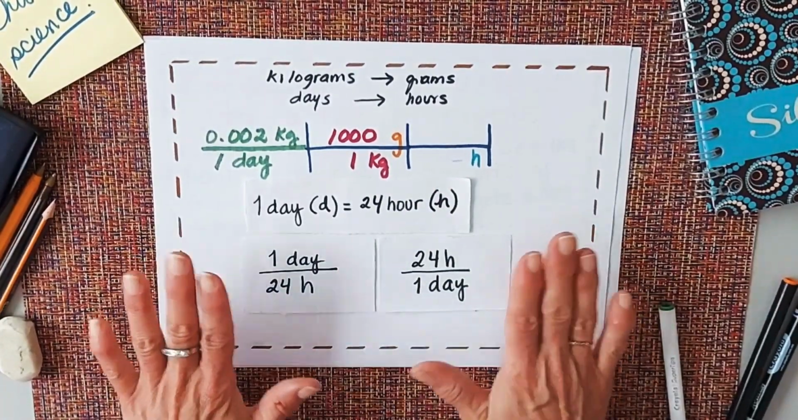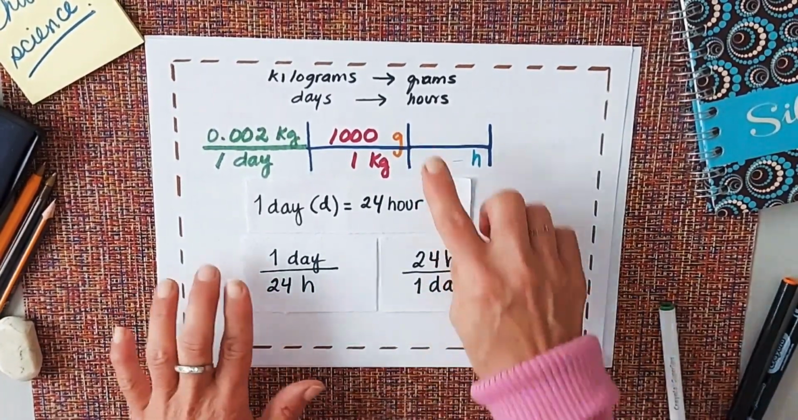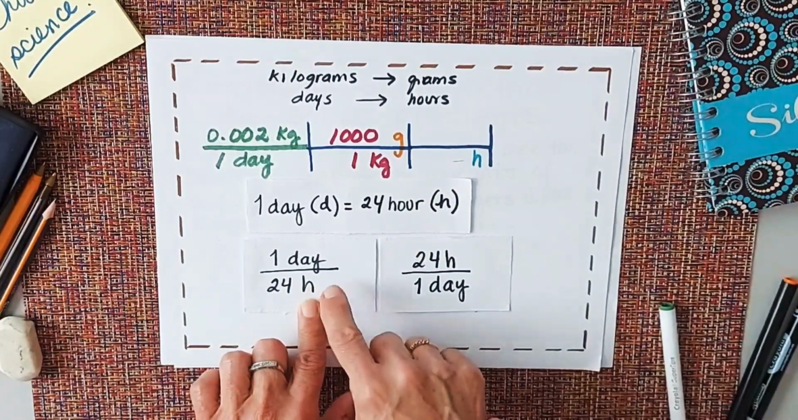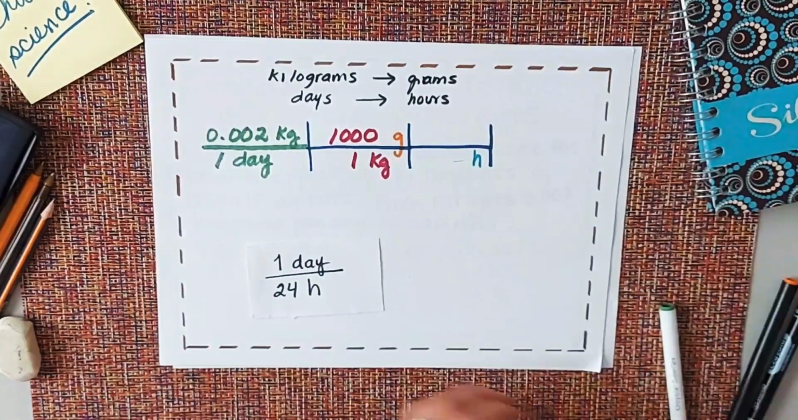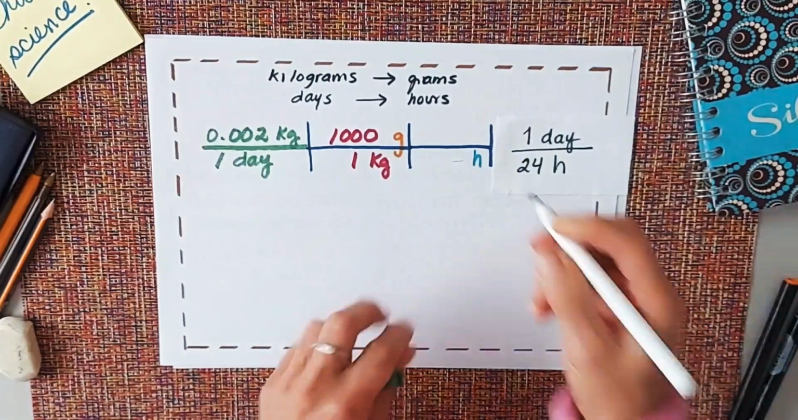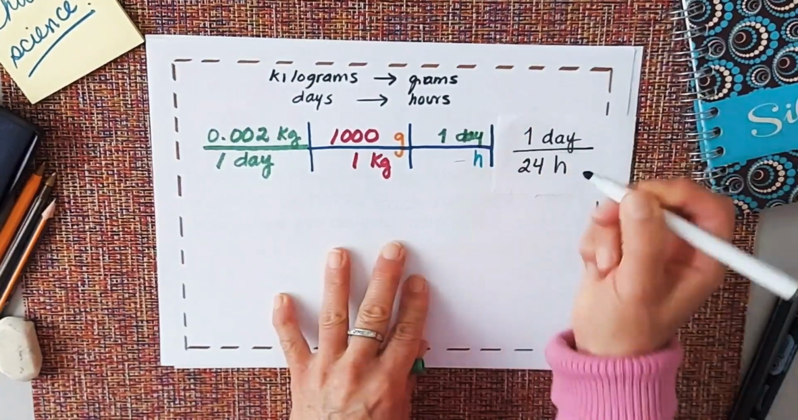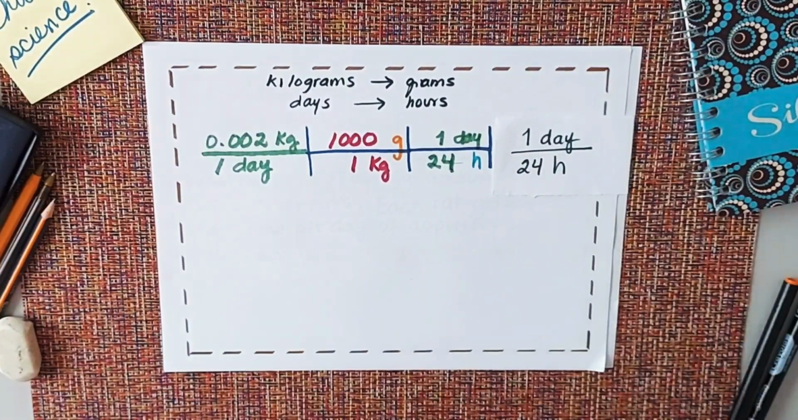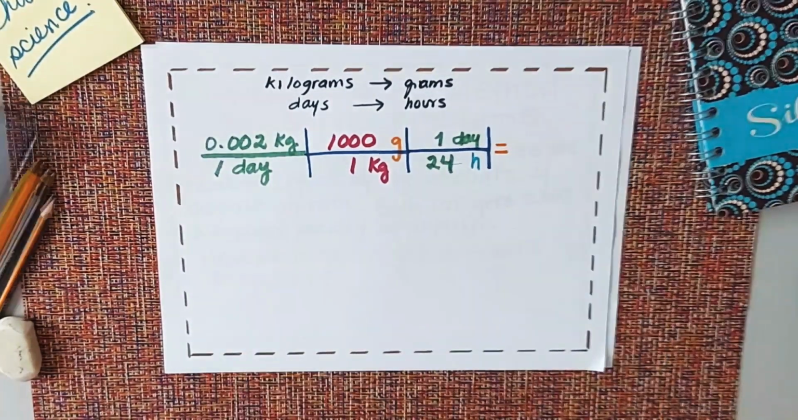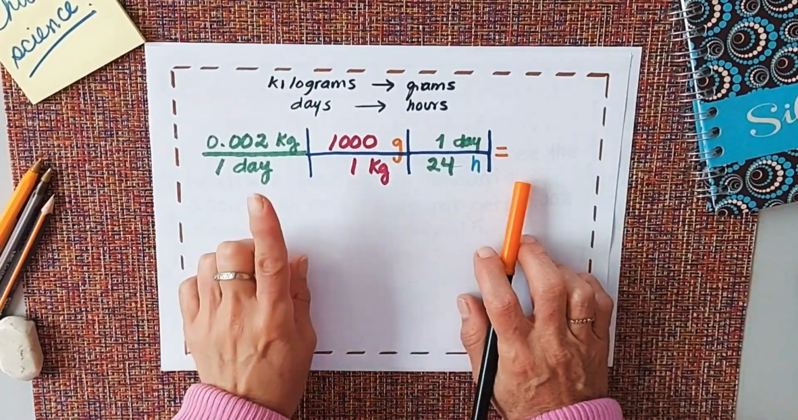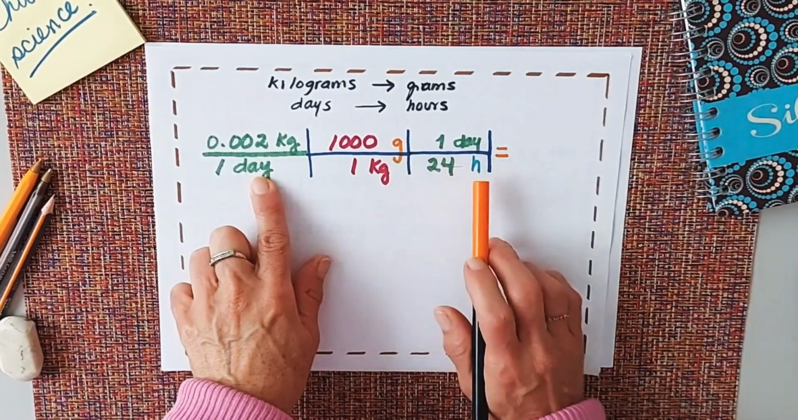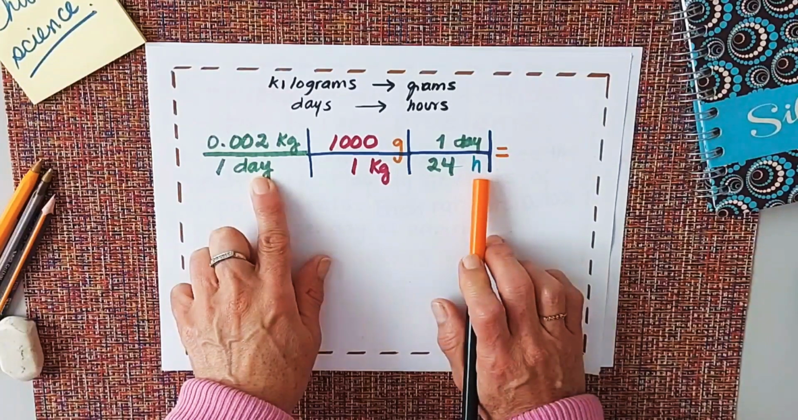Now we are going to choose the best factor to get the conversion. Here we have the hours on the bottom of the factor, so we need to use this conversion factor. Now we are going to copy the data in this part and the other data in this part: 1 day equals 24 hours. Okay, now we're going to do the next step. Here we have the 2 conversion factors, kilograms into grams and days into hours. Now let's do the multiplications.